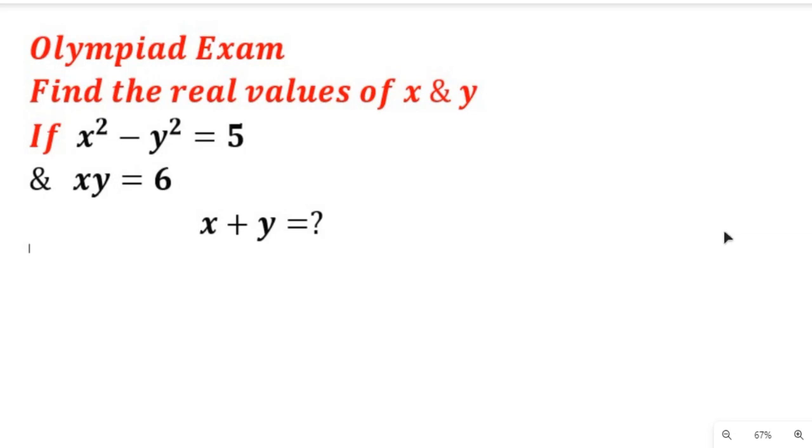In today's math tutorial, we're going to consider this Olympiad exam question. We are asked to find the real values of x and y if x squared minus y squared is equal to 5 and x multiplied by y is equal to 6. We are asked to find x plus y.